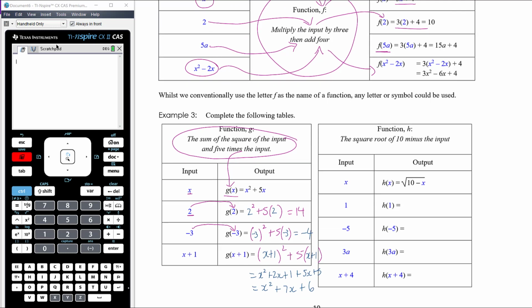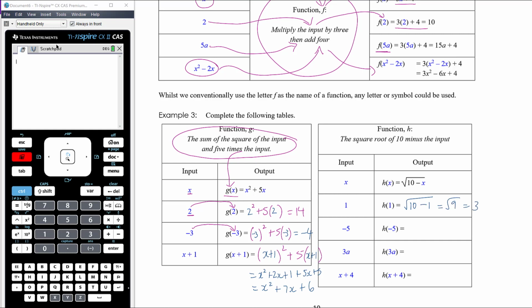All right, if we have function h, so h is the square root of 10 minus the input. If the input is x, we've got h of x. We apply this rule, the square root of 10 minus the input, to x, which means we get the square root of 10 minus x. If my input is 1, we get the square root of 10 minus 1, which is the square root of 9, which is 3.